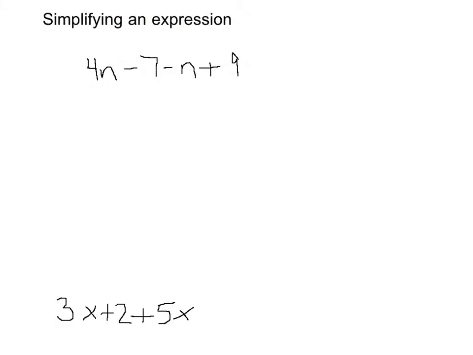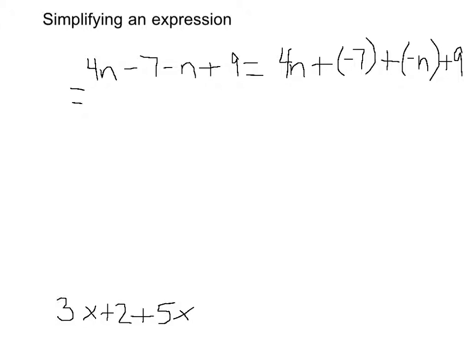Okay, first of all, let's look at how we simplify an expression. Here's an example. 4n minus 7 minus n plus 9, okay? First of all, what I want to do is rewrite all of this as a sum. So I would do that like this. I would make that equal to 4n plus negative 7 plus negative n plus 9. And the reason I do that is coming up right now. My next step, what I want to do is use the commutative property.